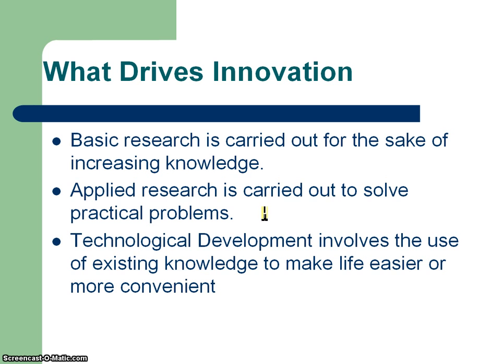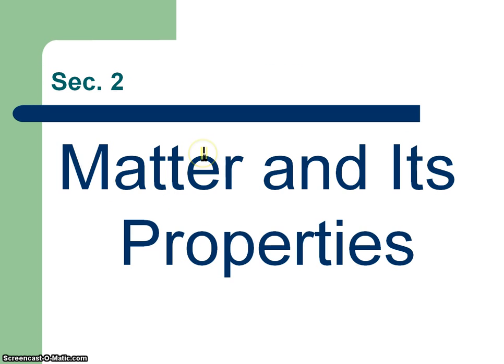You have basic research. It's carried out for the sake of increasing knowledge, curiosity, just to learn something new every day. And then you have applied research. It's carried out to solve practical problems in society. Something is a problem, it needs a solution, it's solved by applied research. Technological development involves the use of existing knowledge to make life easier or more convenient. Thomas Edison created a more convenient light bulb after Swan did before him. Again, that's technological development. Section 2, Matter and its Properties.